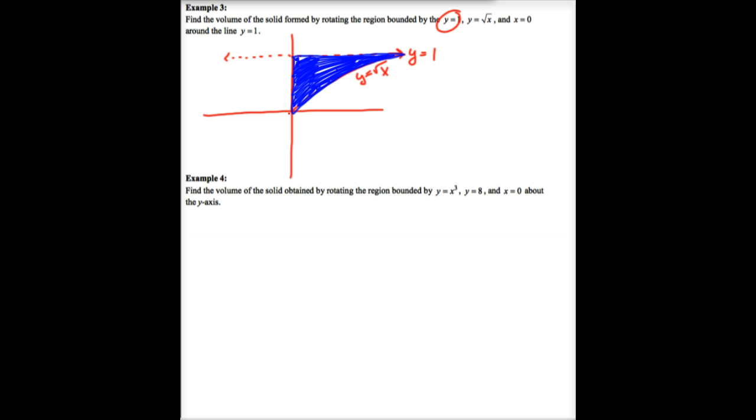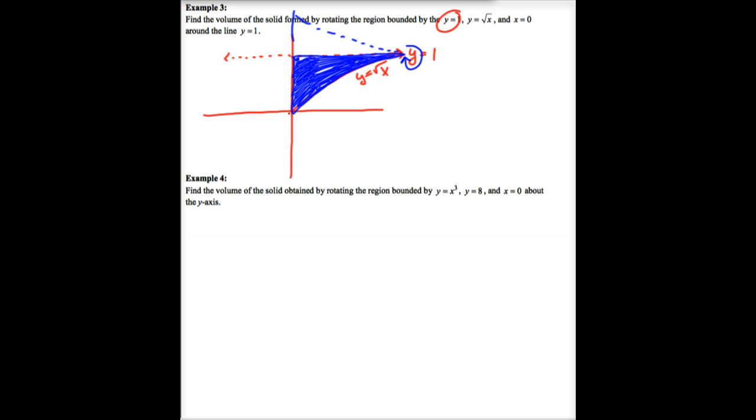So I'm going to take that, and I'm going to be whipping that around the line. Now this one says around y equals 1. I'm going to be whipping it that way. So you can kind of see what it's going to be making. It's going to go like this. Come down. I'm going to have a solid. It's going to look kind of like a golf tee with an extra fat head on it.